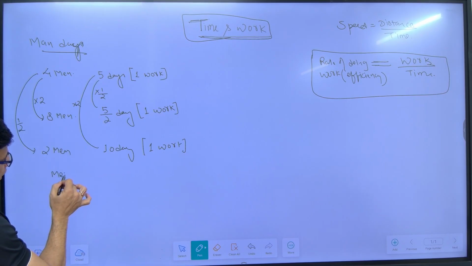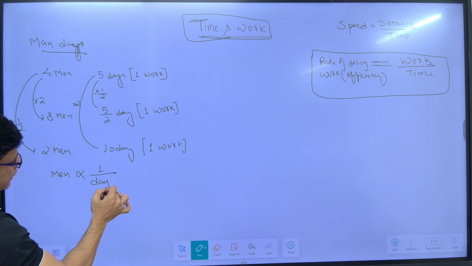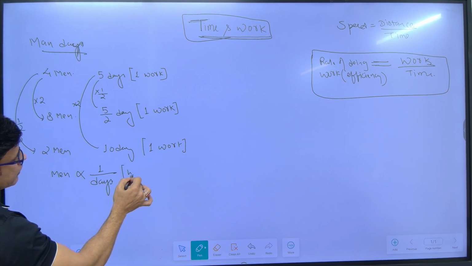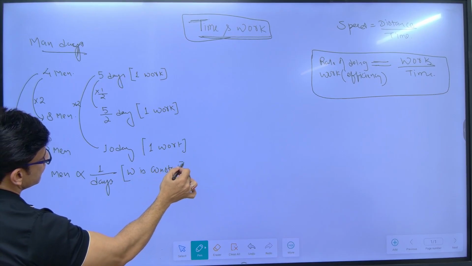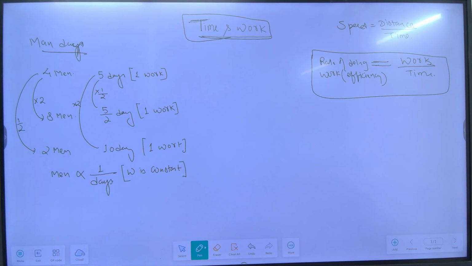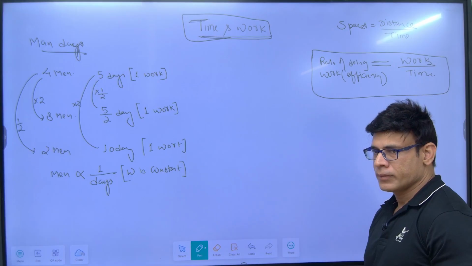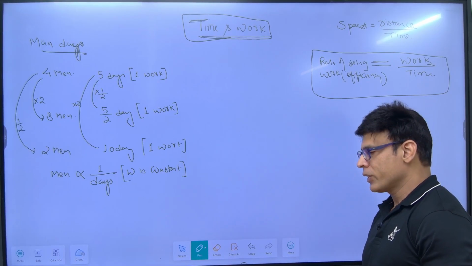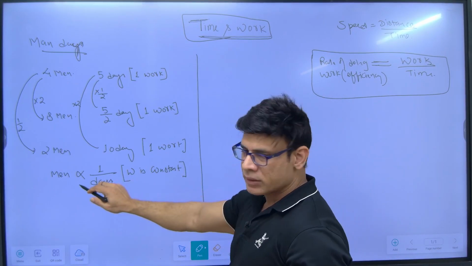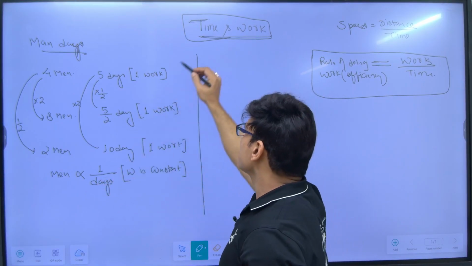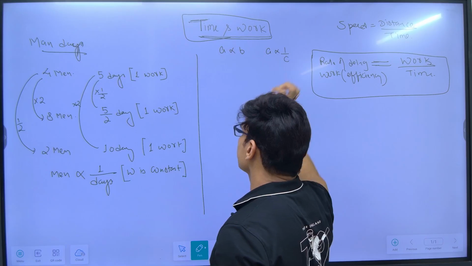So if I have to write, men is inversely proportional to days, provided that work is constant. W stands for work. Work is constant, right? And if you have to find out how much the work will be, see what happens when you remove the sign of proportionality. Directly proportional, suppose A is directly proportional to B, this is how we write. If I say A is inversely proportional to C, this is how we write.